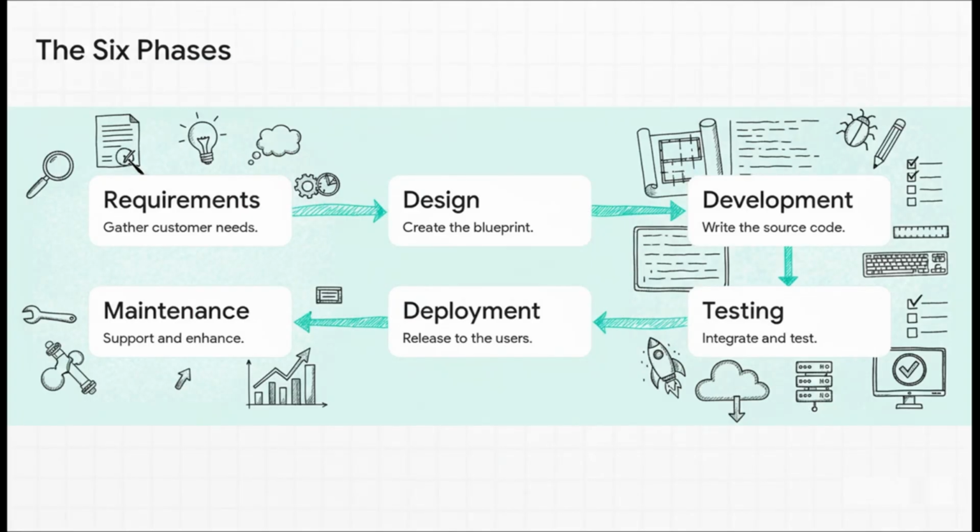So here they are, the 6 distinct phases we're going to walk through. It all kicks off with requirements, then flows into design, development, testing, deployment, and finishes with maintenance. Let's break each one of these down.